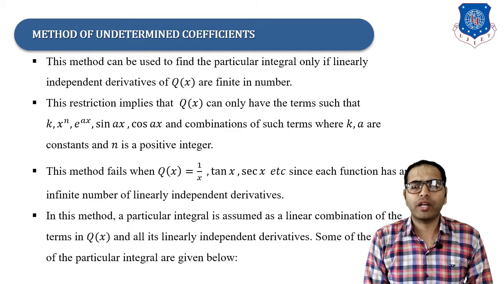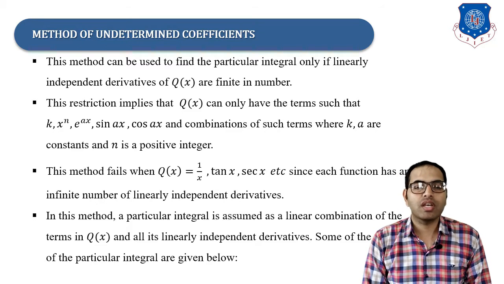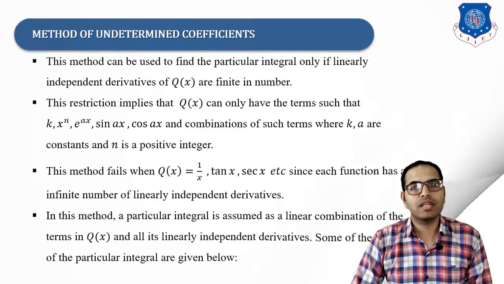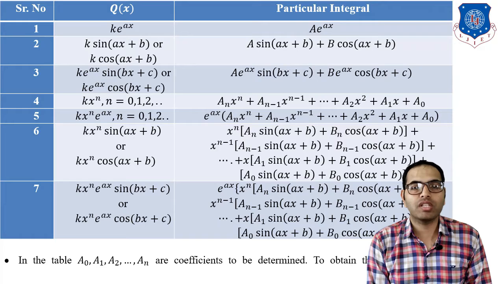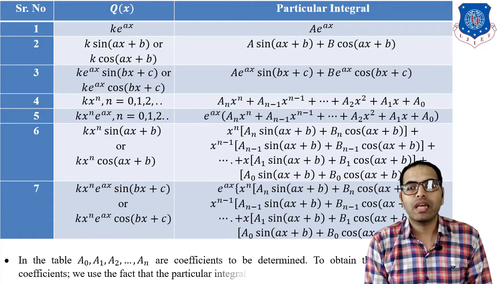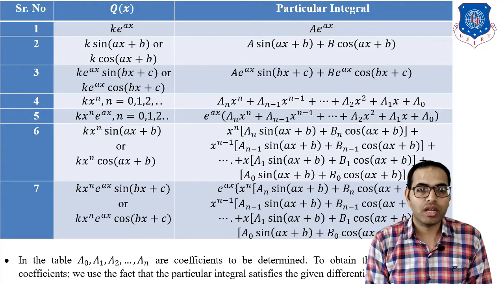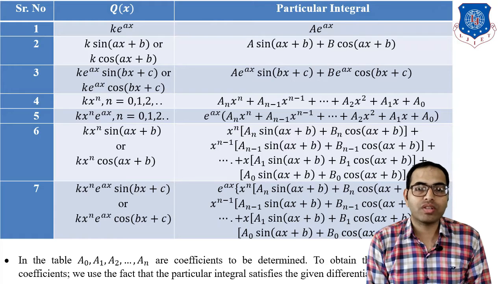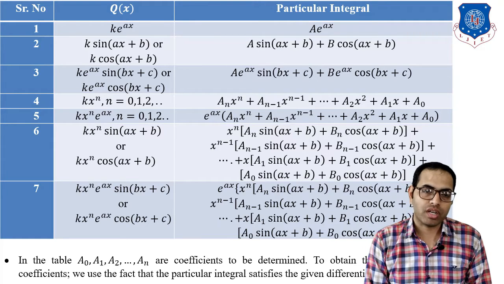In this method the particular integral is assumed to be a linear combination of the terms in q of x and its linearly independent derivative terms. Some choices of the particular integral are given in the table below. Whenever our q of x is exponential, its family is a e raised to ax, where a is the undetermined coefficient. Suppose r of x is sine and cosine terms, then the family is a sin ax plus b cos ax, where a and b are undetermined coefficients.